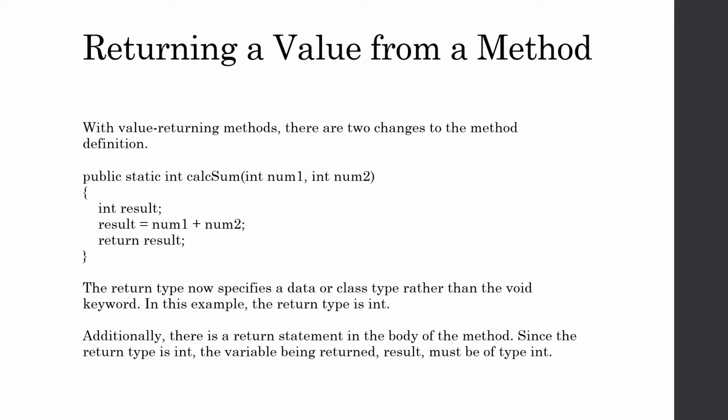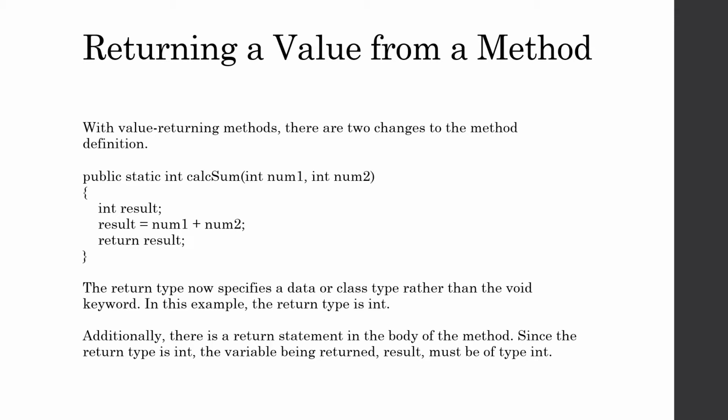Alright, so now that we've seen how to pass values into a method, we're going to take a look at how to return a value from a method. With value returning methods, there are going to be two changes to the method definition. The first, that's very easy to notice, is when we're dealing with the method header. You'll see that we're no longer using the void keyword.